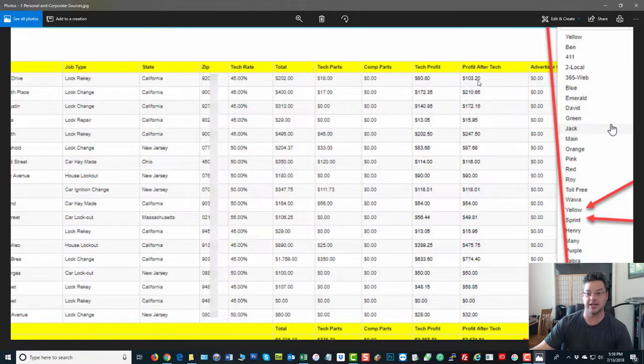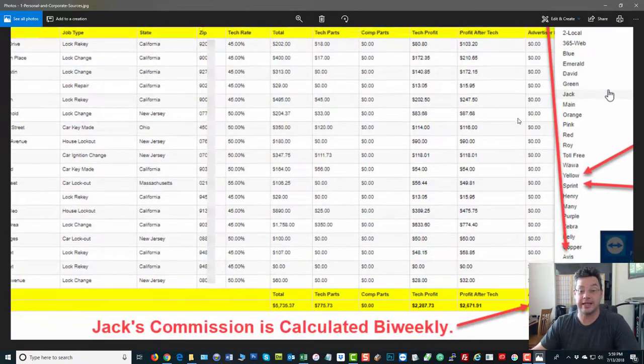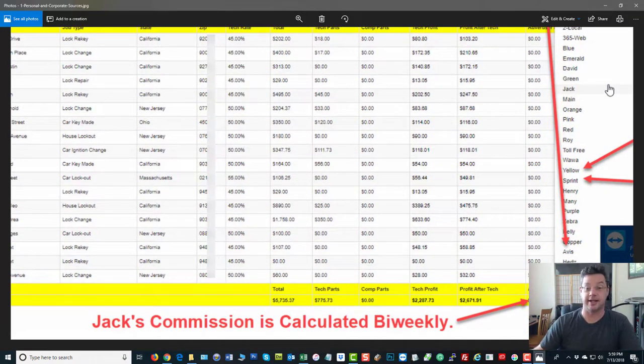Profit after the tech is this, okay? Advertiser cut gets calculated depending on volume at the end of the biweekly. So the advertiser cut isn't cut yet. It's got to be figured out based on the advertiser's commission percentage, which is based on volume, okay? Every 2 weeks, okay? That's pretty cool.